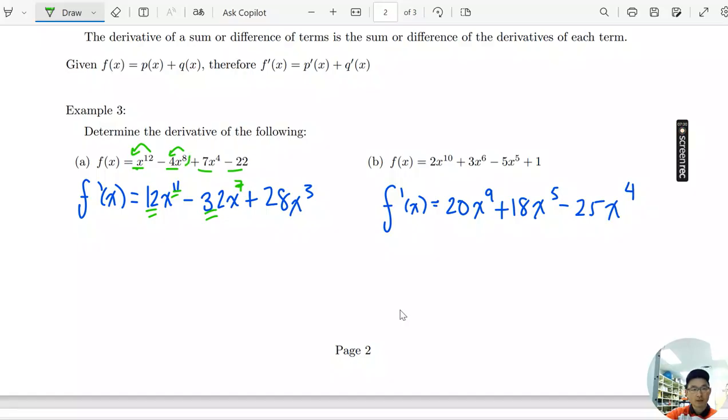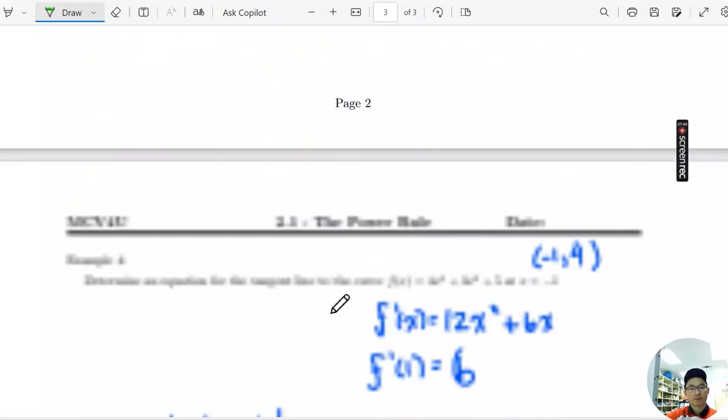Why? Because 8 minus 1 is 7. And then 4 times 7 is 28. 4 subtract 1 is 3. And what's the derivative of a constant? It is 0. But I don't need to put a plus 0 there. But that should show you the derivative of 22 is just 0. Same thing for B.